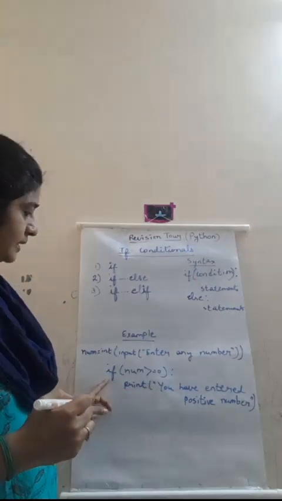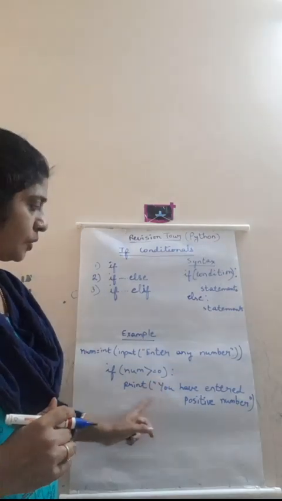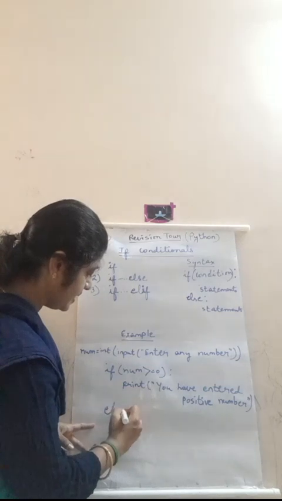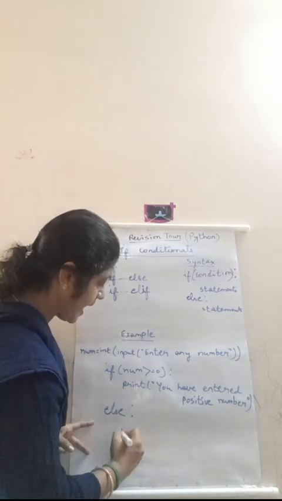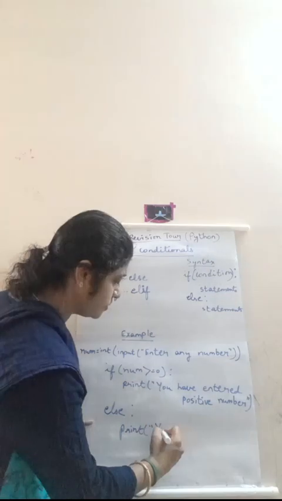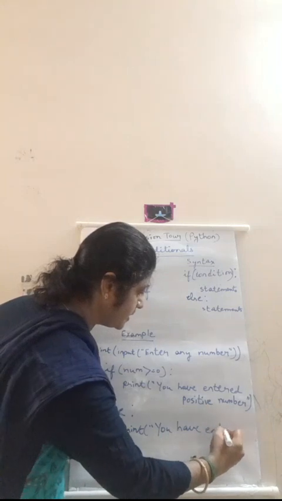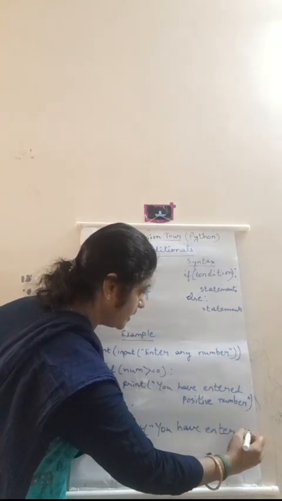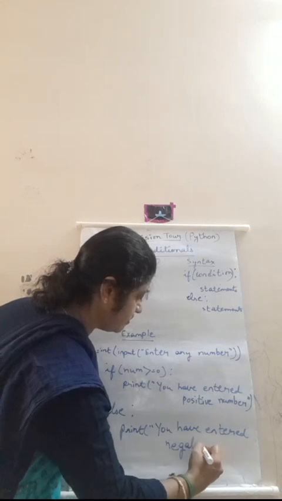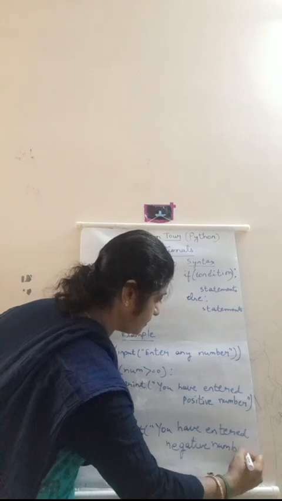Now here, if the number is greater than or equal to 0, you have written that you have entered a positive number. Else, put colon, and you just print "You have entered negative number."